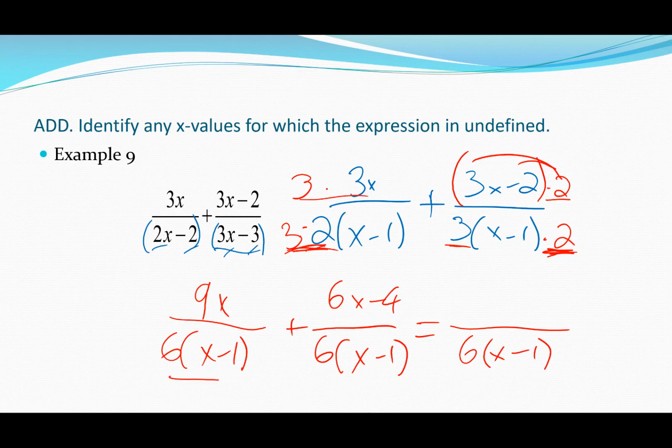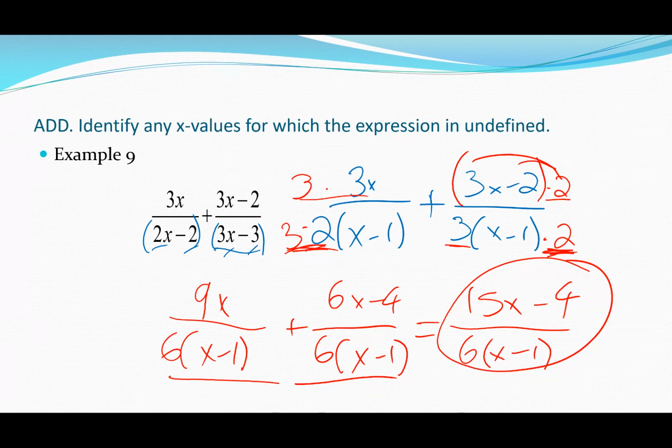We have to have a common denominator, and now we'll add things across. So 9x plus 6x will make 15x. Minus 4 is still there. And I don't think 15x minus 4 is going to factor into anything or cancel. So that's as good as it's going to get. So we'll leave that as my answer because that answer won't factor and simplify any more than that.